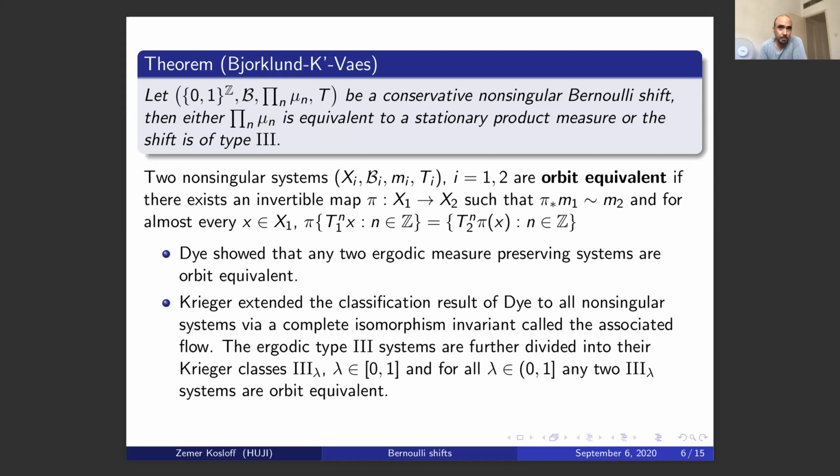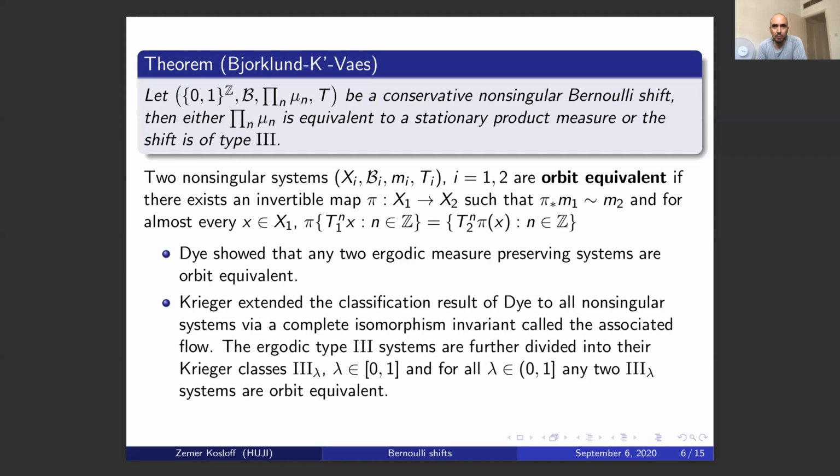Maybe it's interesting why the terminology of type 3 lambda. That comes from the analog of the classification of von Neumann algebras. When you start with a non-singular dynamical system, you can build a von Neumann algebra. And if it's ergodic, then it's a factor, and the classification into factors corresponds to those letters. So now you have this refined equivalence relation.